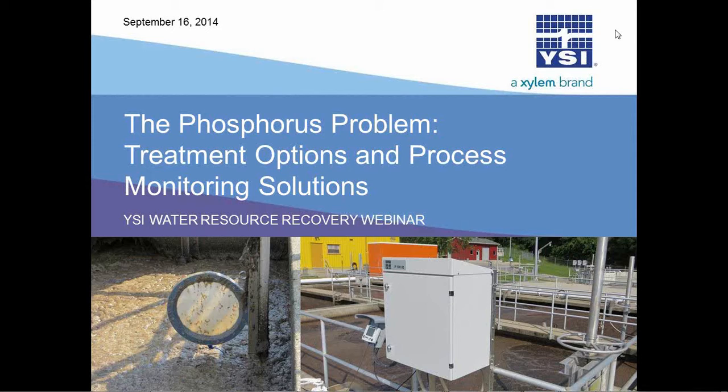It is our pleasure to present today's Water Resource Recovery webinar, The Phosphorus Problem, Treatment Options, and Process Monitoring Solutions. Recent events have demonstrated that excess phosphorus in receiving waters can create many serious problems. For this reason and others, incorporation of new and more restrictive phosphorus limits into discharge permits is occurring in many states. Many facilities will need to add a process to the flow sheet. This webinar will help you to answer the questions about which treatment methods are right for you and how process monitoring can help you to achieve the required performance at the lowest cost.